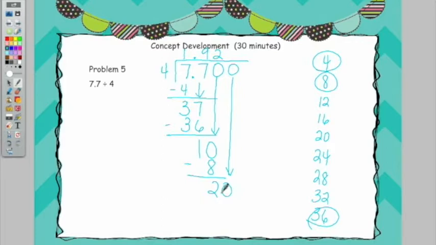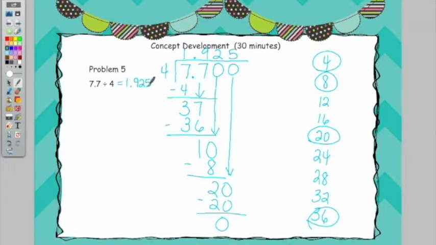Okay, what multiple of 4, class? 20. 4 times what equals 20? 5. So my answer to the problem, who can say that number? 1 and 925,000. Okay, we've got one more.